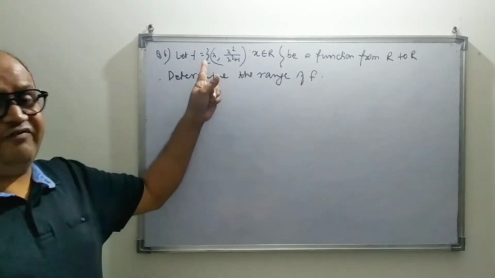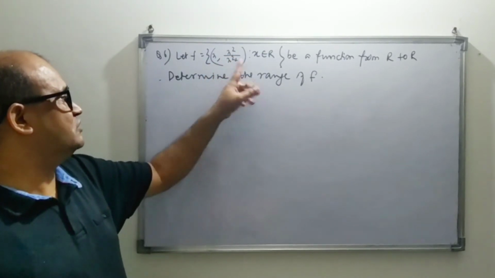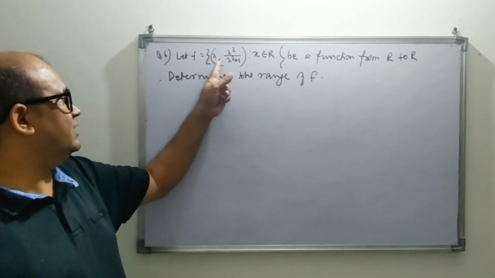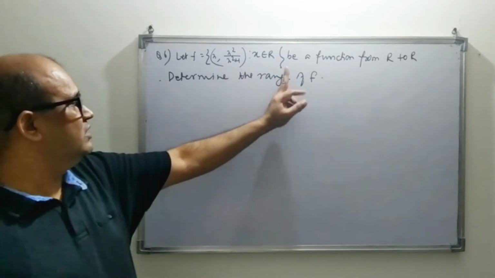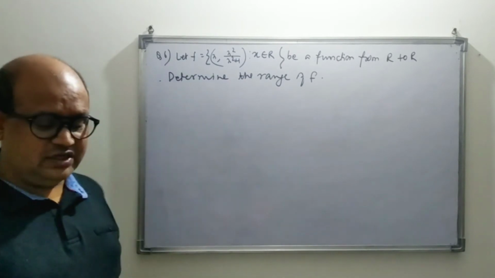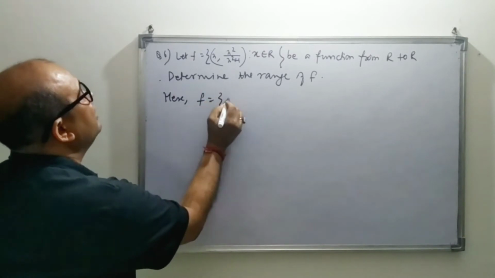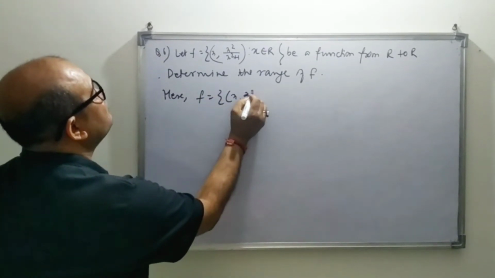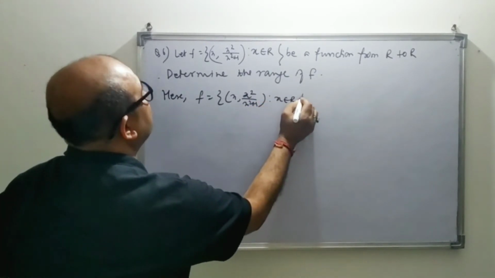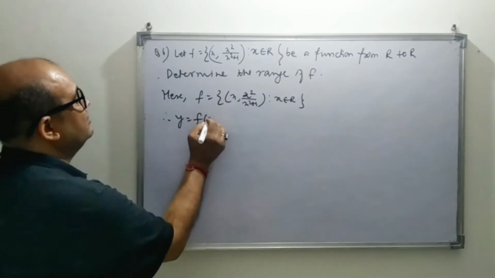It says let f be the function f(x) = x square upon x square plus 1 such that x belongs to R. That is, f = {(x, x square by x square plus 1)} is a function from R to R. Determine the range of the function. Here f = {(x, x square by x square plus 1) such that x belongs to R} is given. Therefore y = f(x), and you have to find out the range.